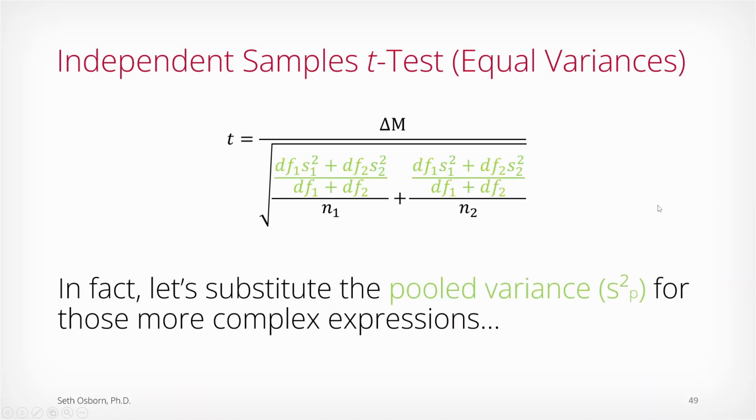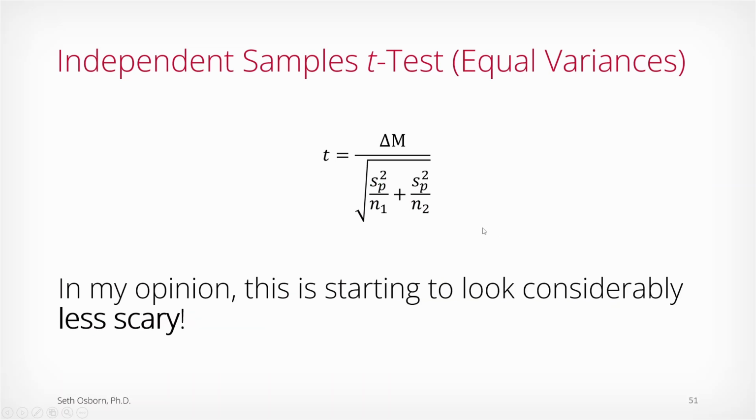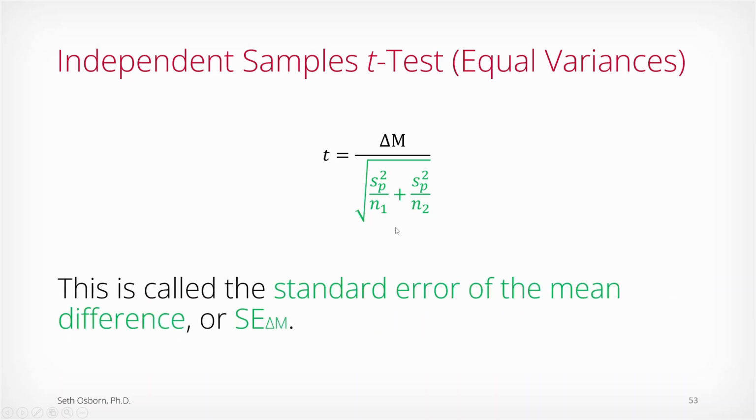So let's just simplify this by substituting in the term pooled variance for these 2 more complex expressions. Okay. That, to me, is looking much better. This looks way less scary than it was before. But it gets even less scary because this particular expression has a name. This is the standard error of the mean difference. So we could represent that with standard error, SE, of the change in the means, delta m. I'm just going to substitute that right in.